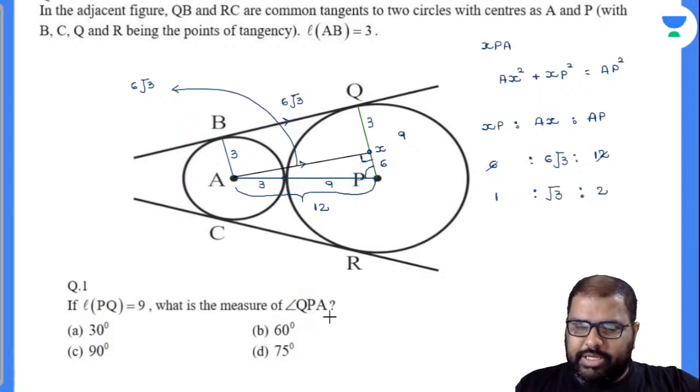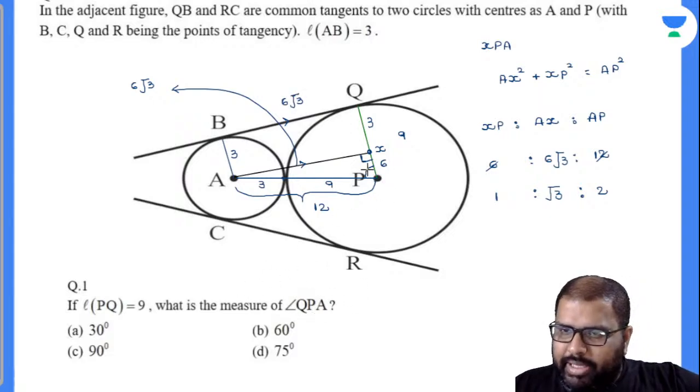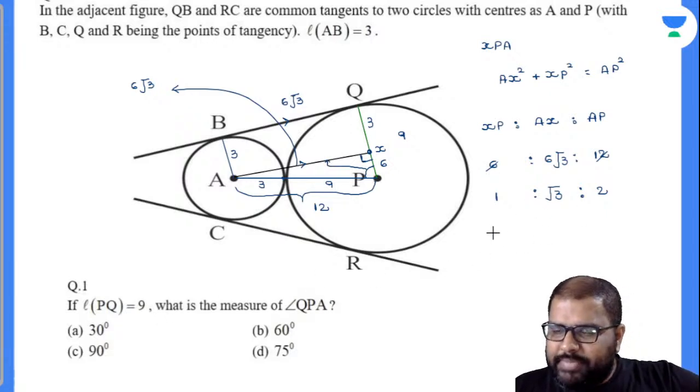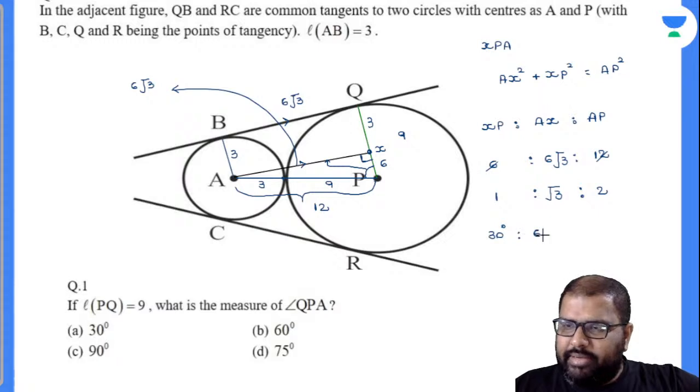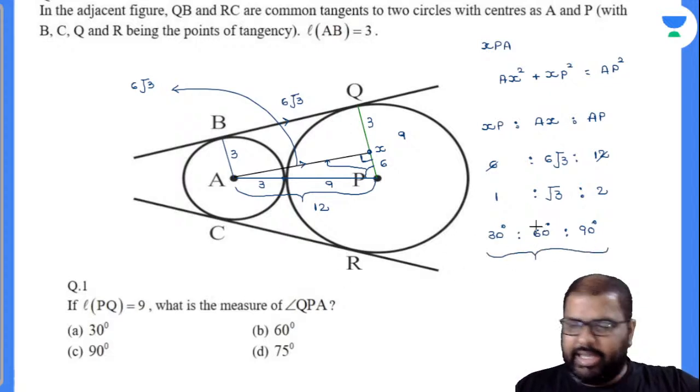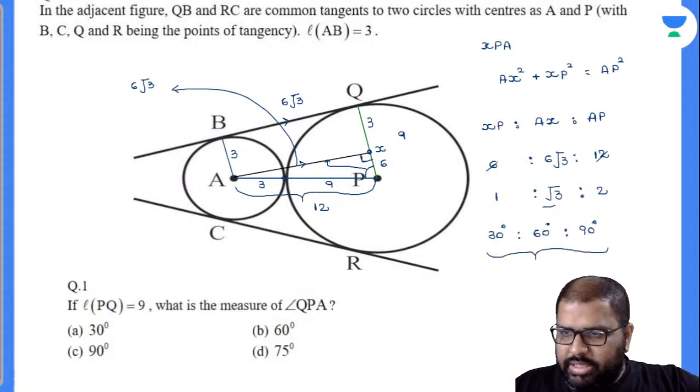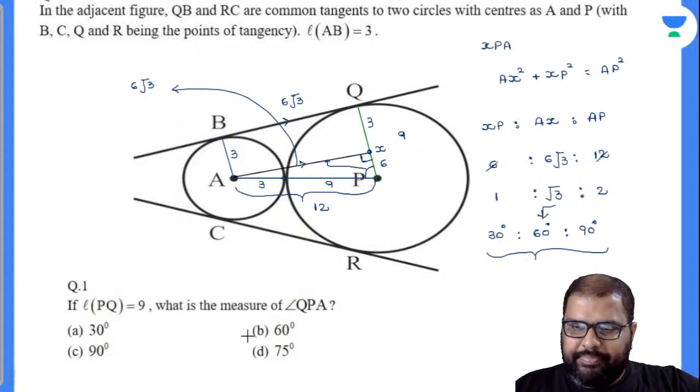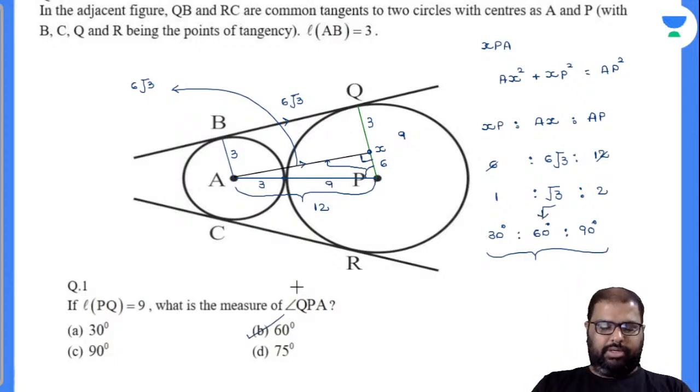Let's come to the question, angle QPA. Angle QPA is exactly opposite to the side 6√3. This is a special triangle where the sides are in the ratio of 1 : √3 : 2, so it is a 30-60-90 degree triangle. The side √3 is opposite to 60 degrees. My angle QPA is nothing but 60 degrees.